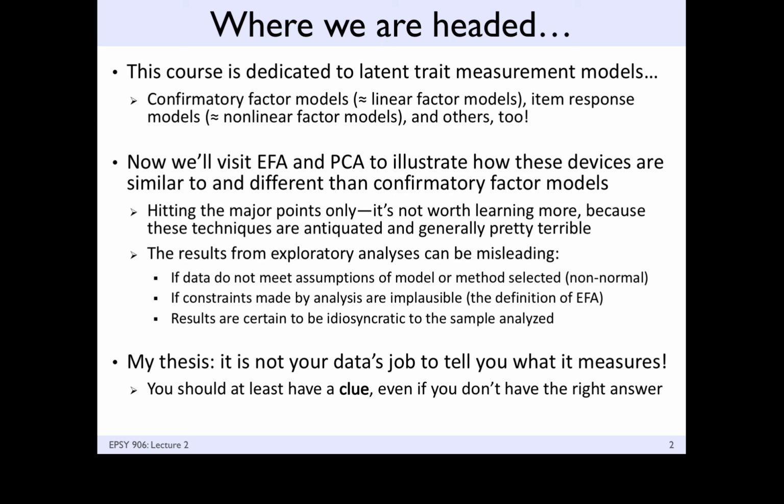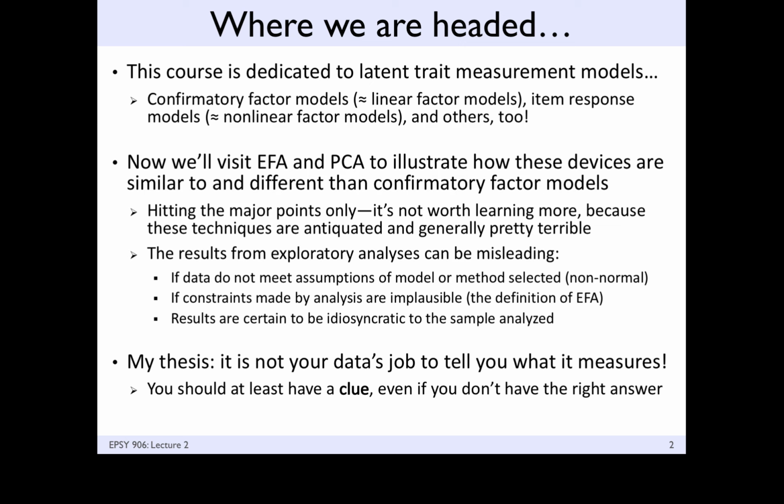So what we're going to do, our course is dedicated to latent trait measurement models as part of it, and then what we do with them in regression, which is the structural equation part. So, confirmatory factor analysis and item response models and so forth. But really, we're going to start with EFA and PCA to talk about how these are similar to the confirmatory methods, but we're only going to talk about the high points.